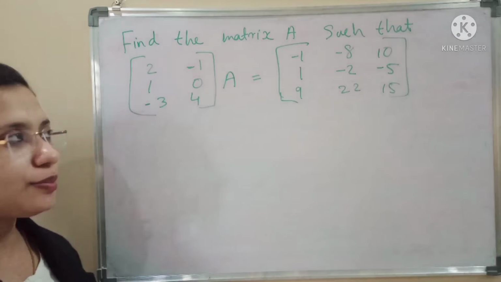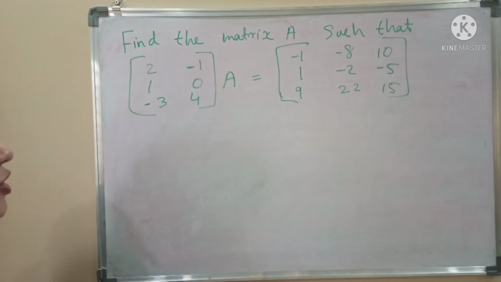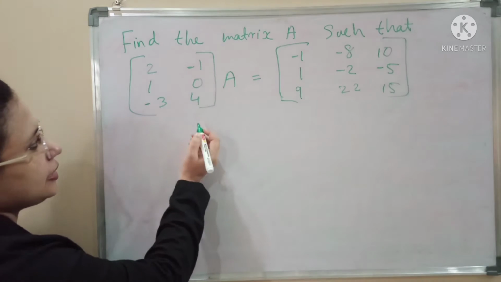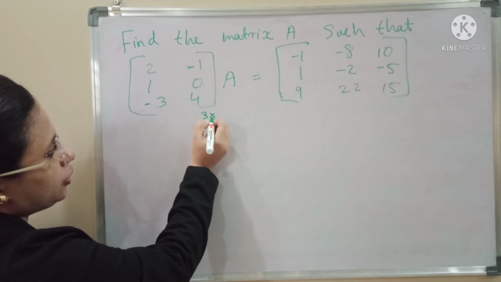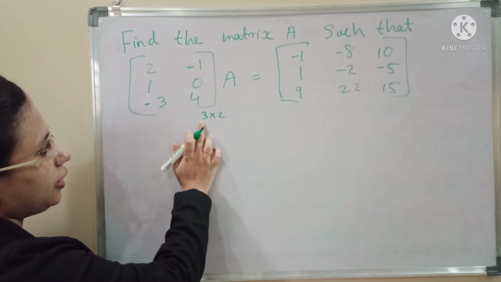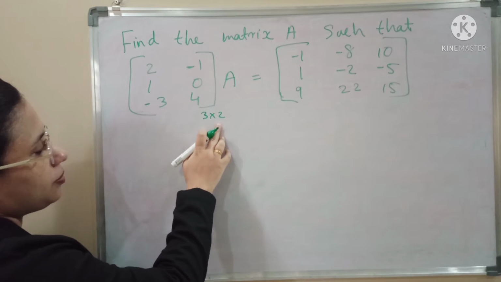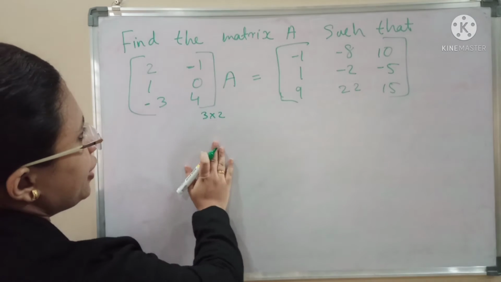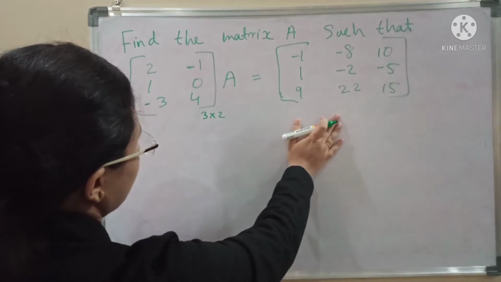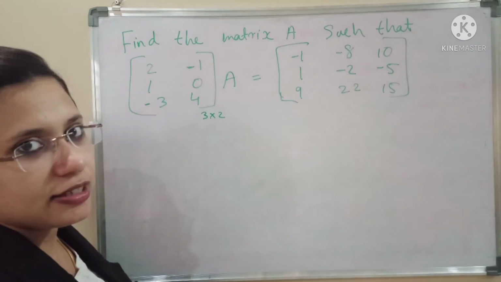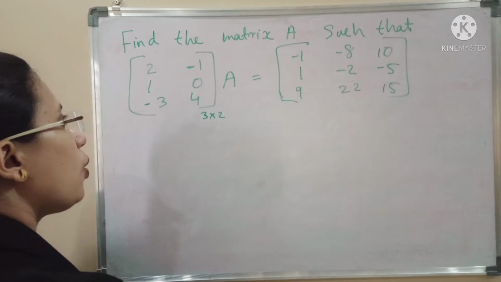Okay, this is our next problem. Find the matrix A such that [2, minus 1; 1, 0; minus 3, 4] into A equals this matrix. Since this is a 3 by 2 matrix, 3 rows and 2 columns, what will be the order of A?